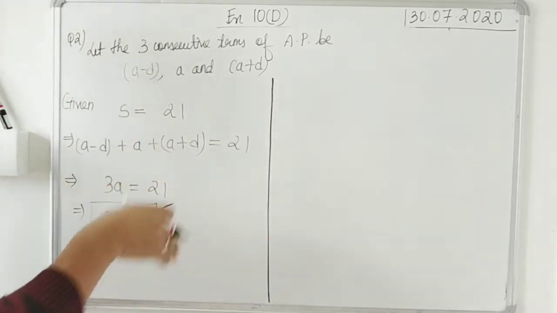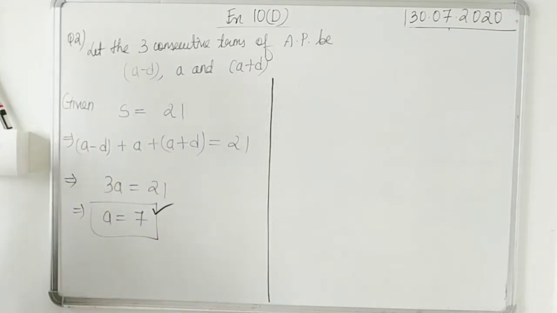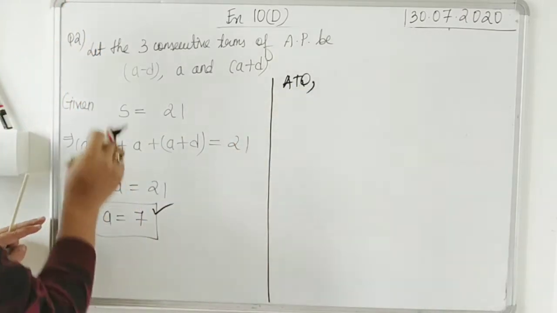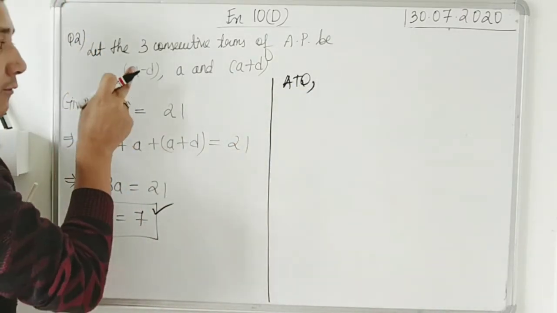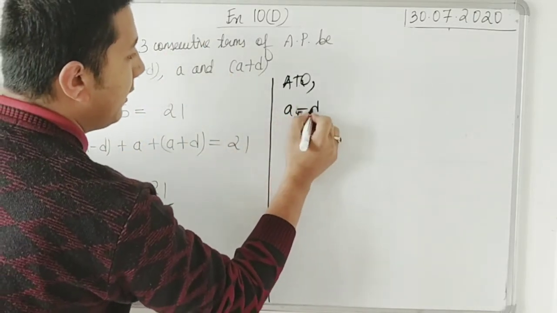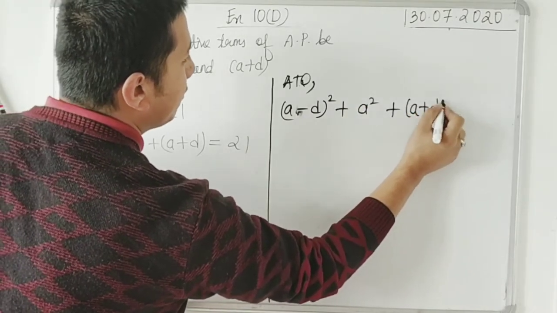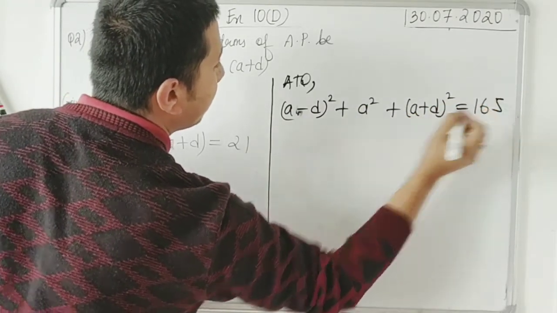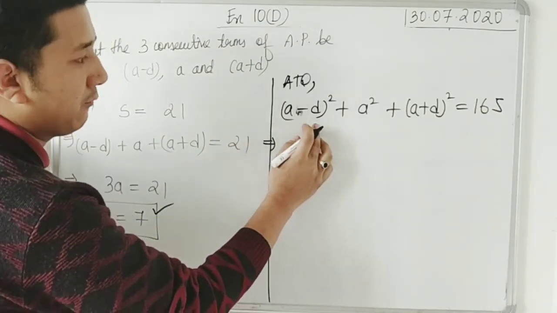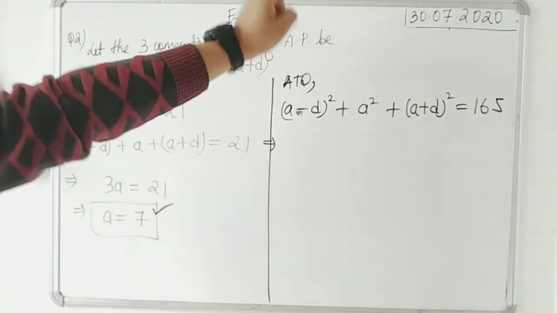Okay, let's move on to the second part of the question, which says the sum of their squares is 165. According to the question, when I add the square of this plus this plus this, A minus D whole squared plus A squared plus A plus D whole squared is equal to 165. So this is given to us. Now open the brackets using the formula of A minus B whole square and A plus B whole square. I'll just write it out here.